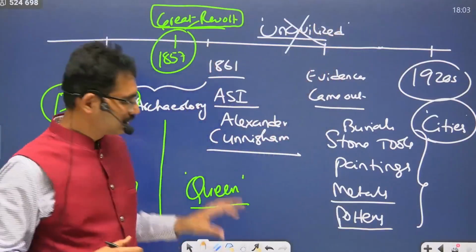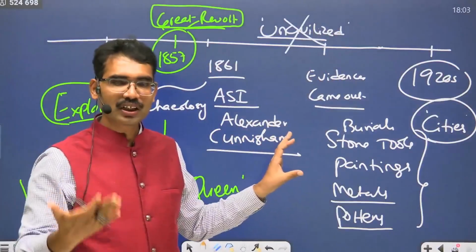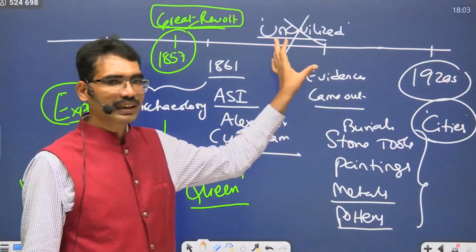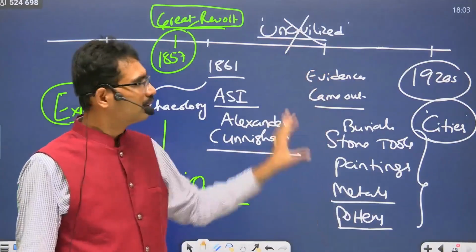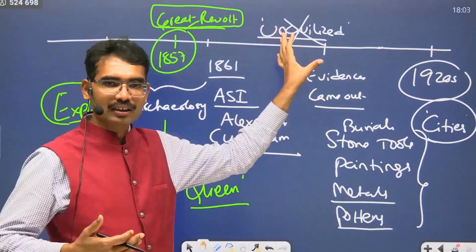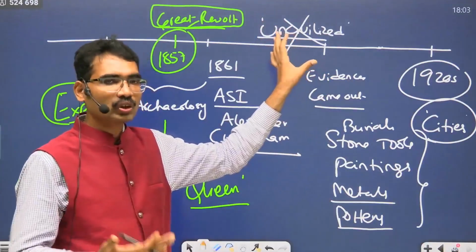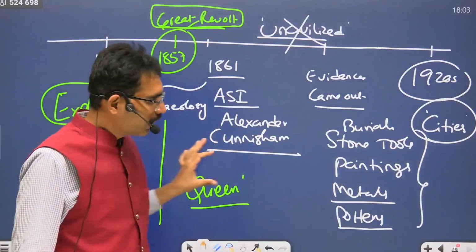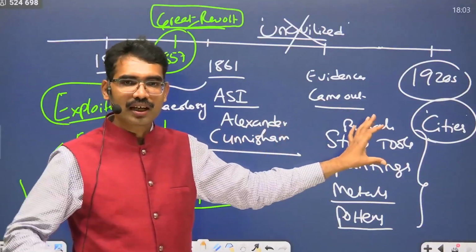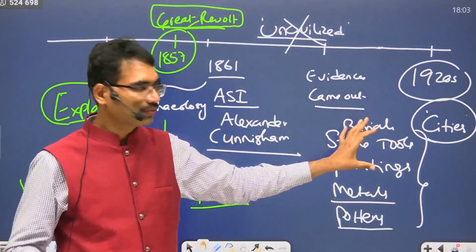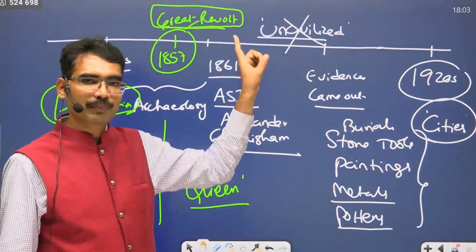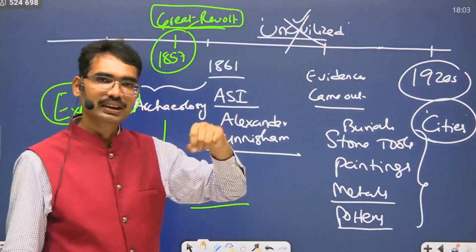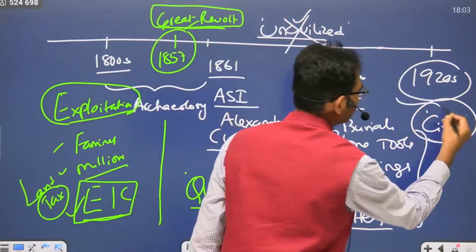The British started justifying their rule by saying that Indians are not civilized people. Indians don't know how to live. We came to India to uplift Indians and make them civilized. But in the archaeological survey, they are coming to know astonishing facts, that much before Europeans became civilized, Indians had already become civilized.